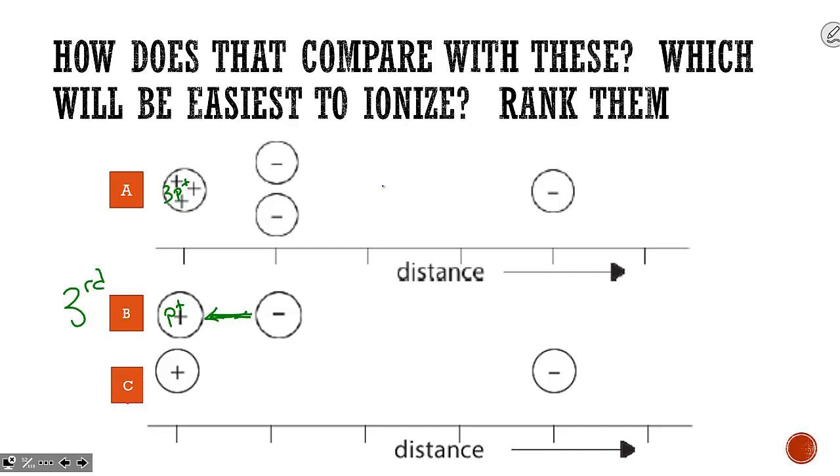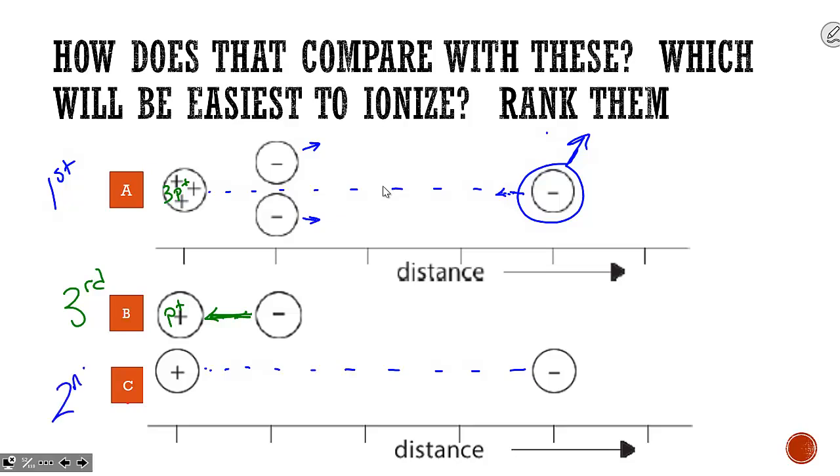Which brings us to A and C. Which atom would be hardest to remove an electron from, or which atom would be easier? Well, A and C both have the same distance to the electron that's furthest from the nucleus. However, A also has that repulsive force, meaning this electron is fighting both the distance and that repulsion. So A would be the easiest, and C must be the one in the middle.